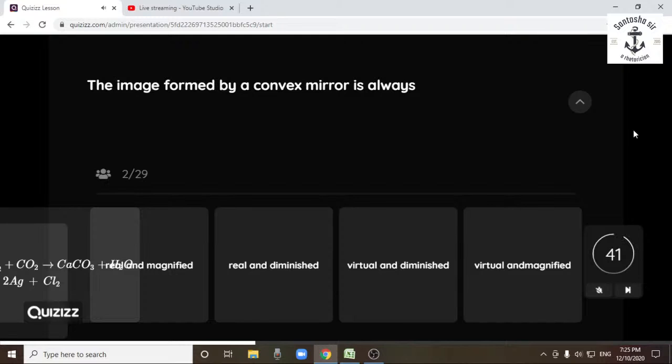The image formed by a convex mirror is always... 25 seconds. Ten seconds.